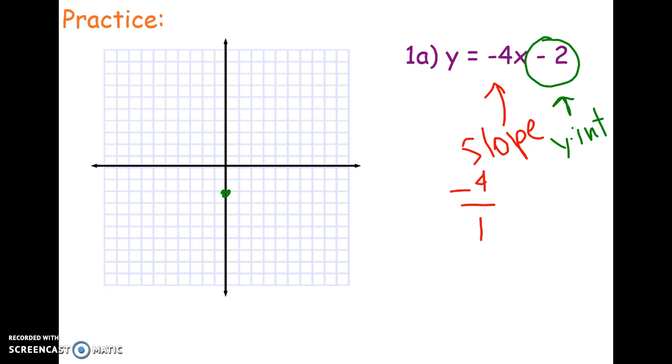And then we use our slope to count the rise over the run. So from this point, we'll go down 4, to the right 1. Down 4, to the right 1. And then we can do the opposite of the slope by going up 4, to the left 1, up 4, to the left 1. And then when we connect those, that would be our line.